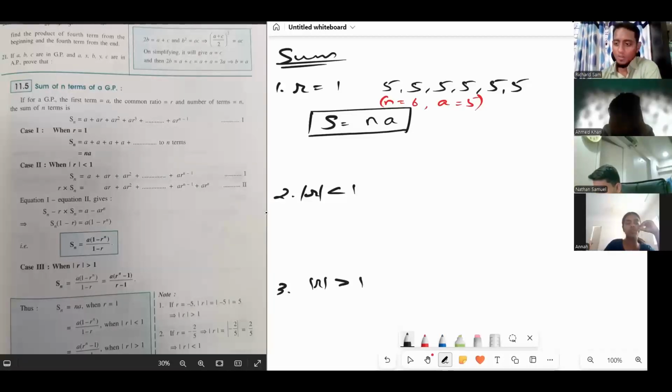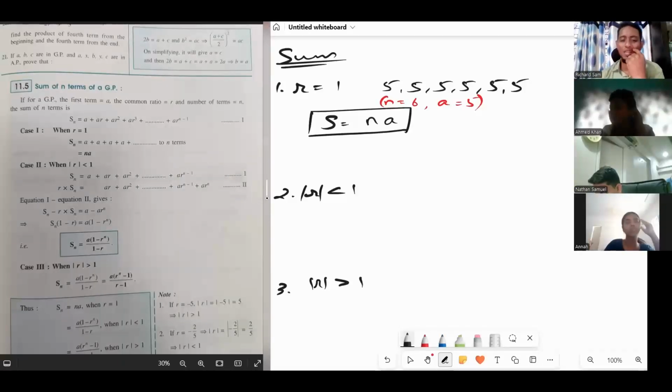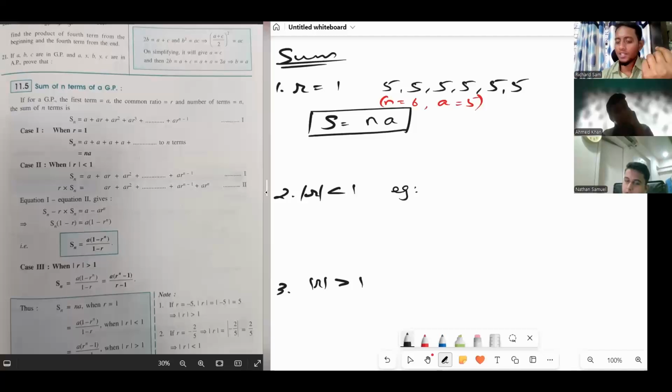Now the next 2 formulas are what you will be using more often. In the second one, the absolute value of r should be less than 1. Absolute value means don't look at the sign. Just the ratio r should be less than 1. In other words, if it's a fraction, it should be a proper fraction. The numerator should be less than the denominator. See, this is an example where this value is less than 1.